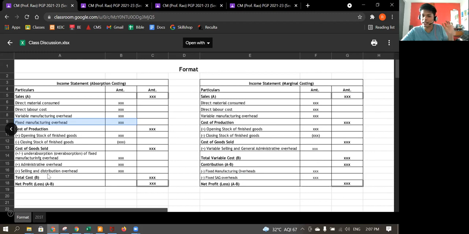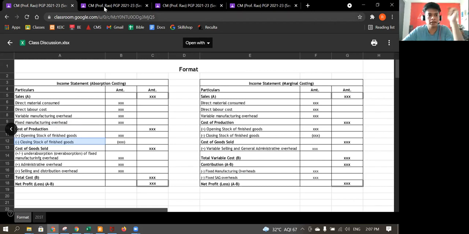Ultimately the net profit will be the same. No, it will not be the same, actually it will be different because of the difference in finished goods. Here your fixed manufacturing overhead gets taken into consideration in finished goods, but in this case that does not get taken into consideration. So that is where the difference lies. Opening stock of finished goods is the same for both, but the closing stock of finished goods in absorption costing will include your fixed manufacturing overhead as well.